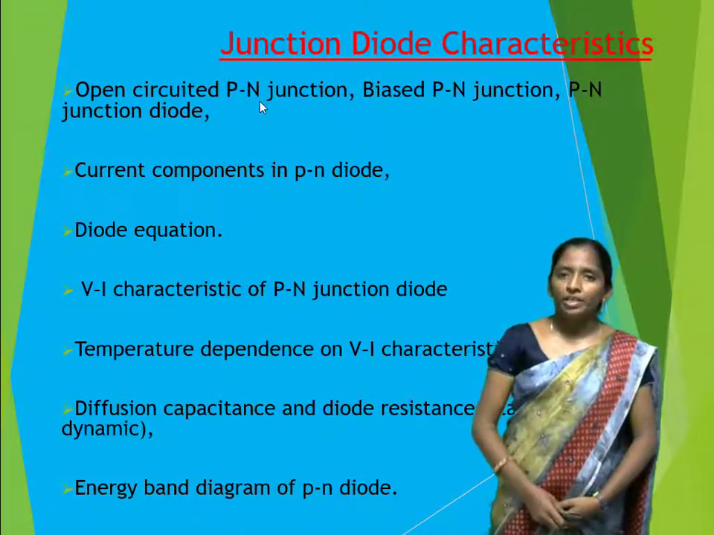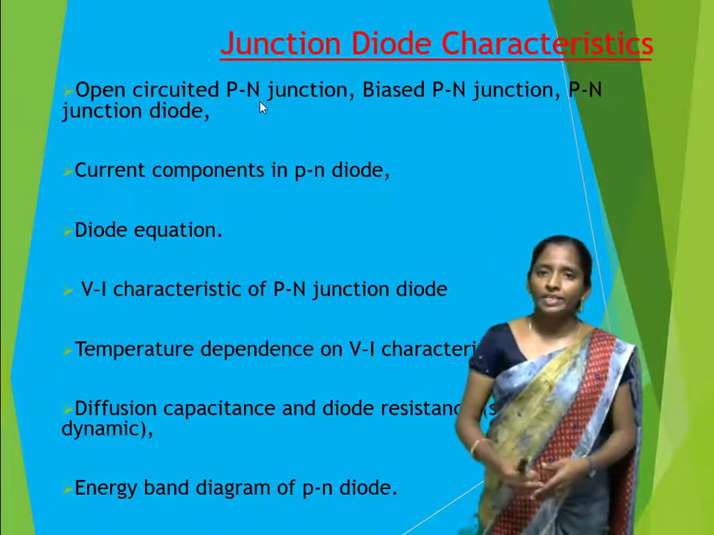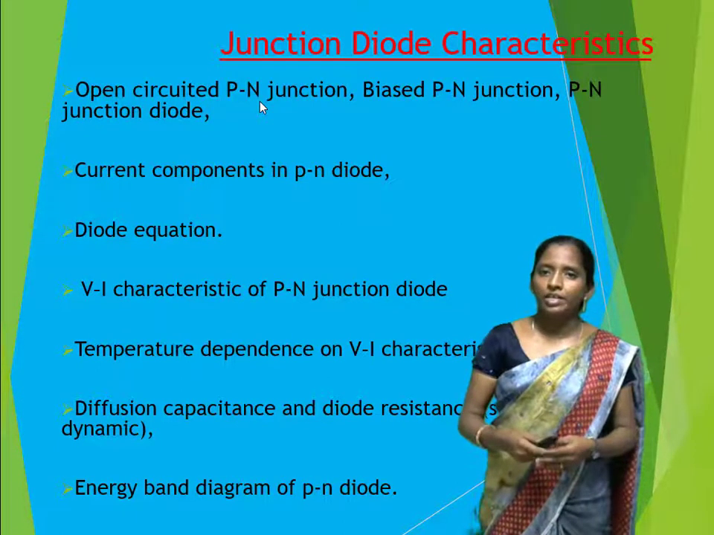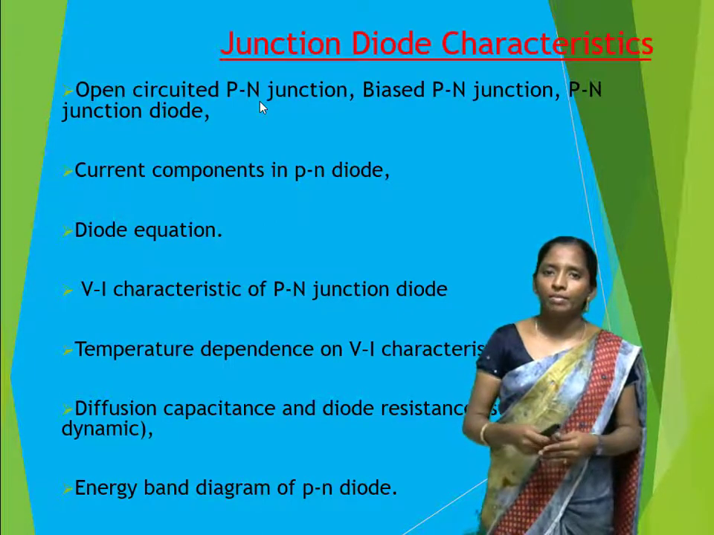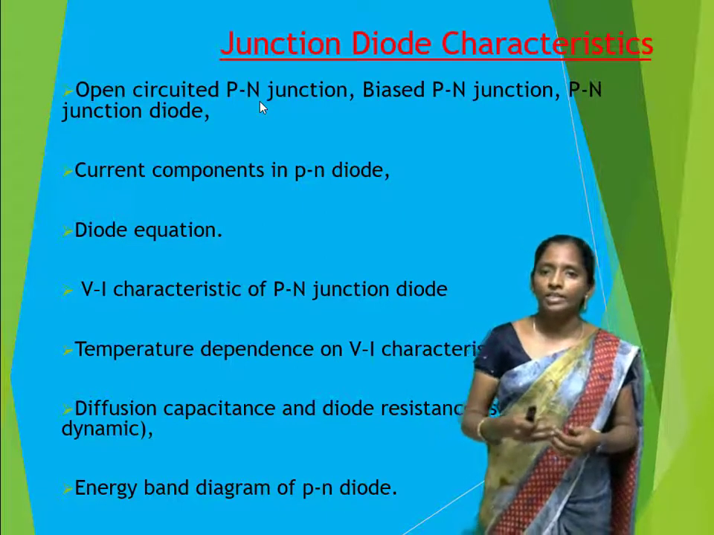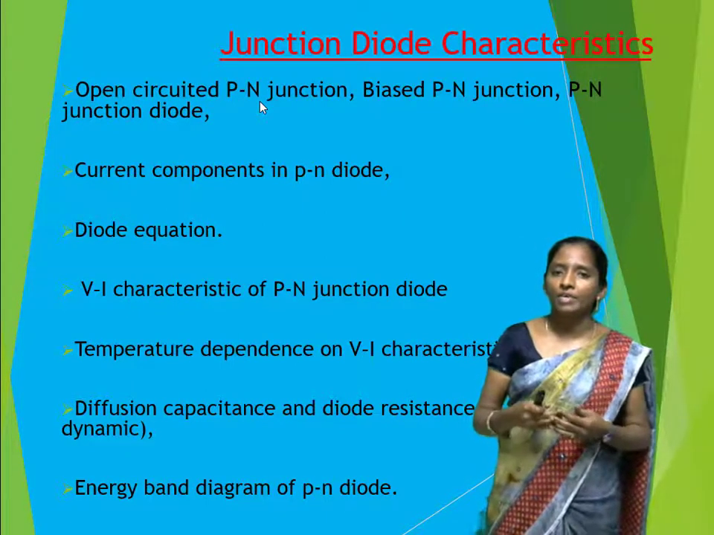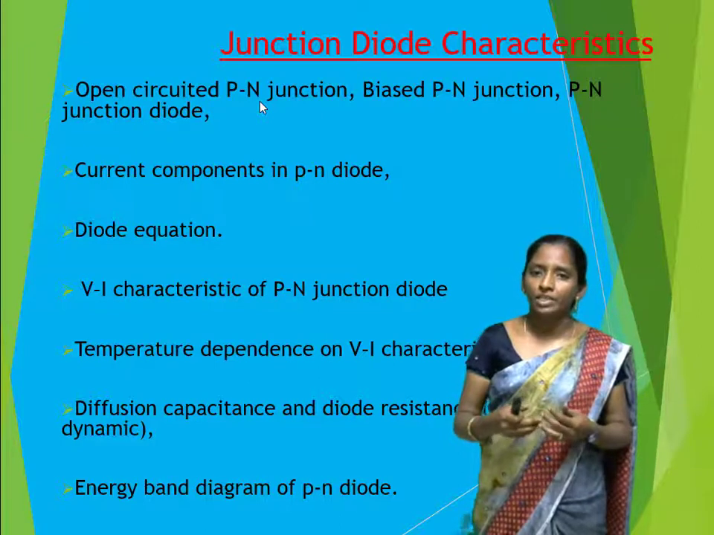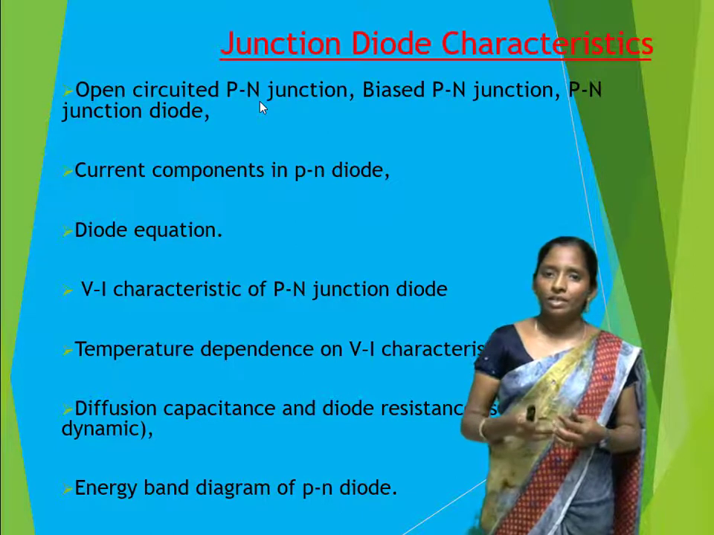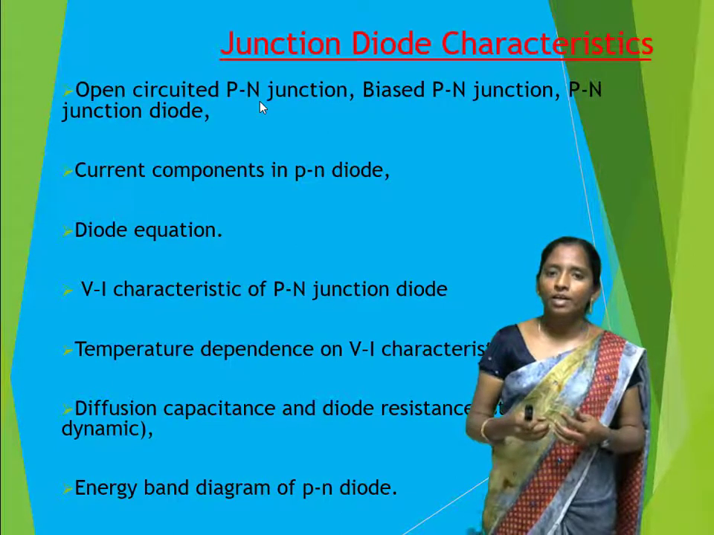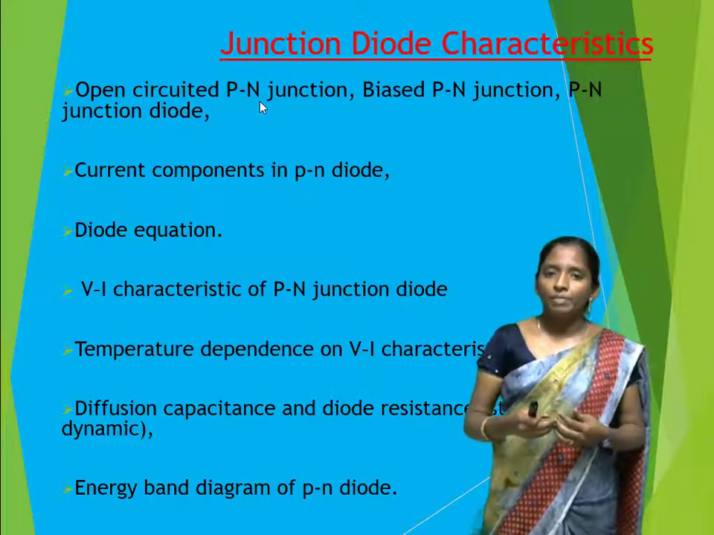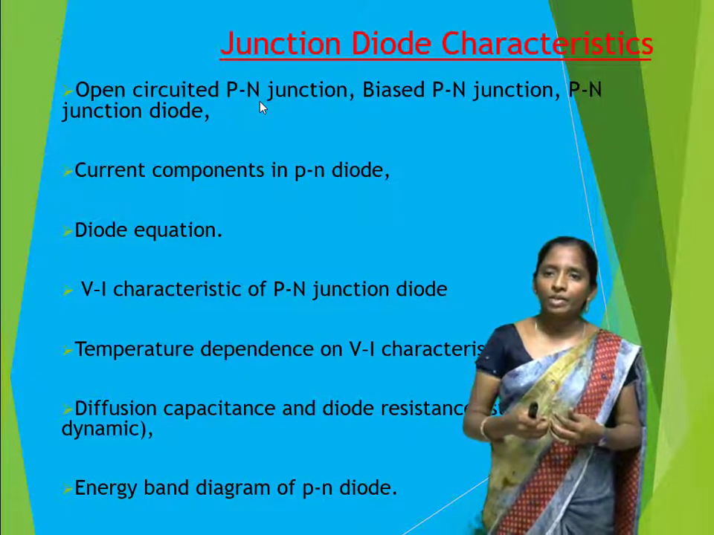Good morning to everybody. In this video, I am going to discuss the junction diode characteristics. In these characteristics, I am going to discuss no bias, forward bias, reverse bias, and current components in the PN junction diode, the diode equation, and VI characteristics of the PN junction diode, temperature dependence on VI characteristics, diffusion current and diode resistance, and the energy band diagram of the PN junction diode.